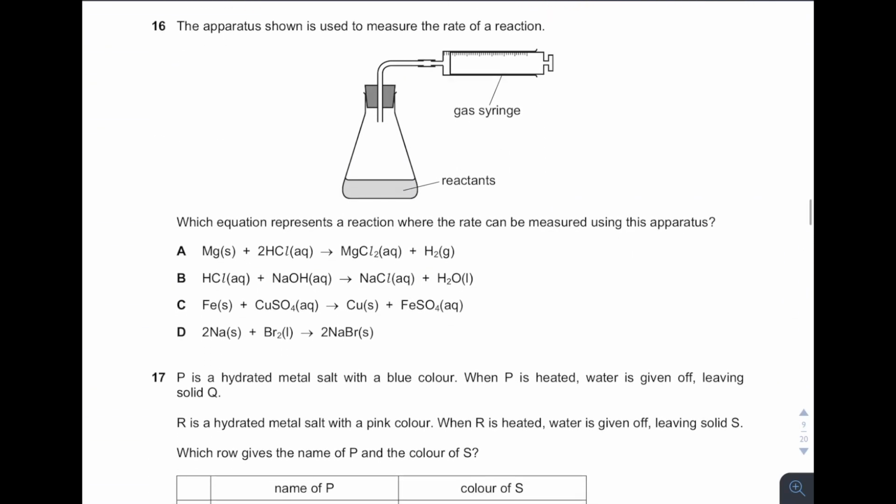Okay, then, this is the gas syringe method. Remember, the gas syringe method is for reactions that produce gas. So you see, which reaction produces gas? So the answer can only be A. See, the rest didn't produce gas at all.